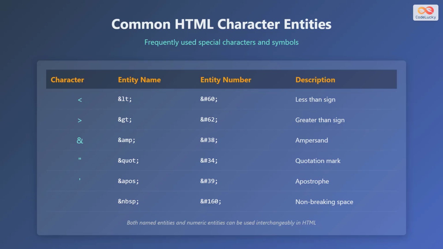The quotation mark with entity name &quot; and entity number &#34; represents a quotation mark. The apostrophe with entity name &apos; and entity number &#39; represents an apostrophe. Finally, the non-breaking space with entity name &nbsp; and entity number &#160; represents a non-breaking space. Both named entities and numeric entities can be used interchangeably in HTML.